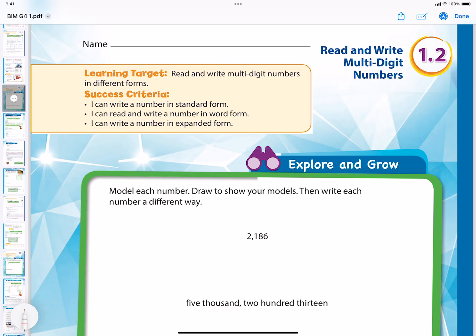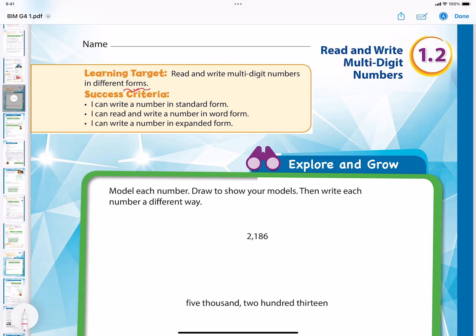This is lesson 1.2, read and write multi-digit numbers. Our target is to read and write multi-digit numbers in different forms. Do you remember the forms that we learned or reviewed? Yes, we have three forms: standard, expanded, and word forms. Keep that in your mind, and we're going to talk about it in the criteria.